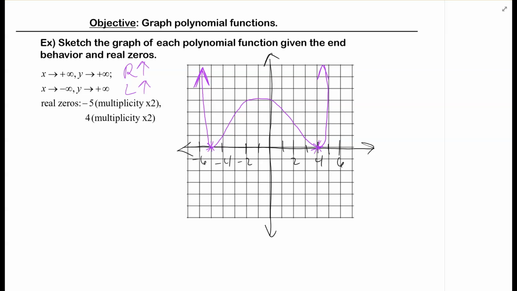The -5 and the +4 both end up being minimums this time.